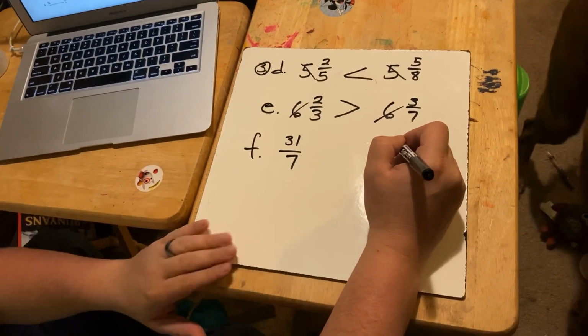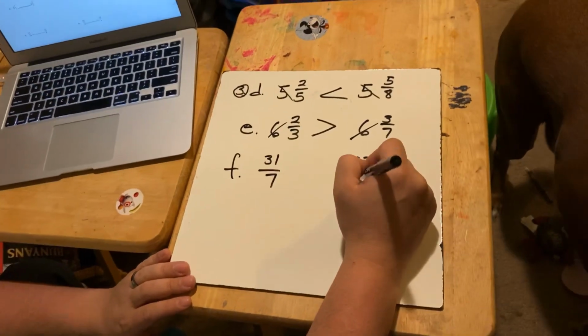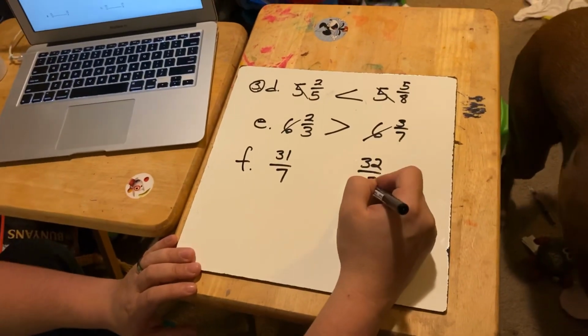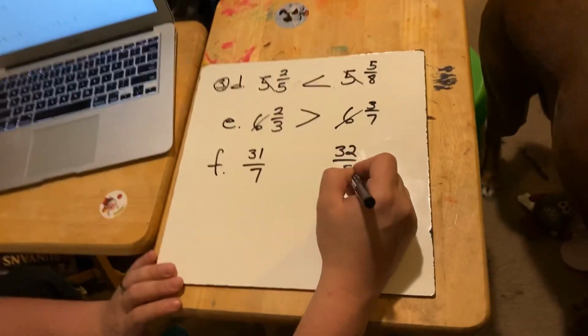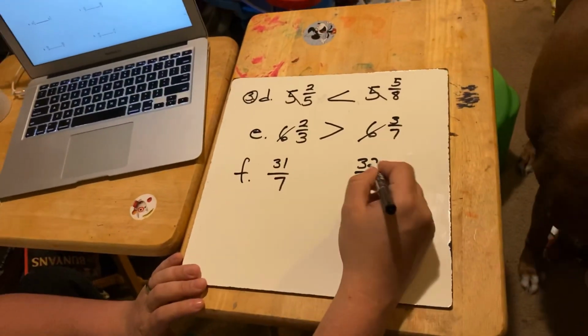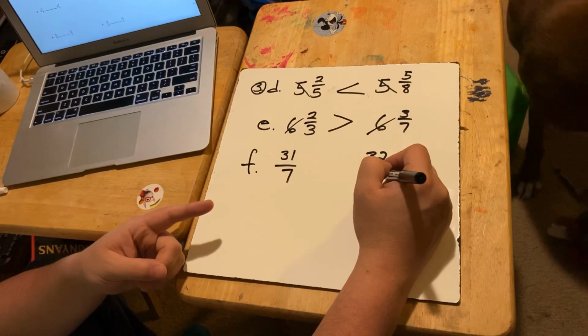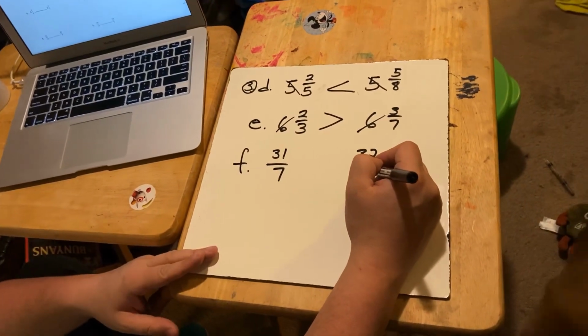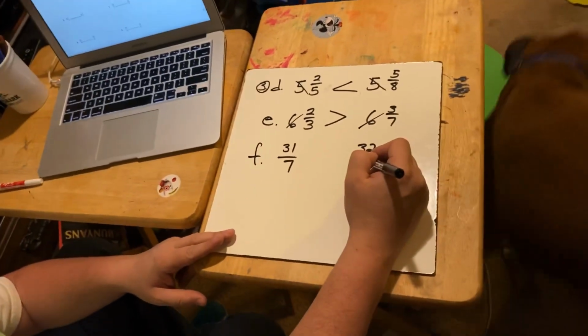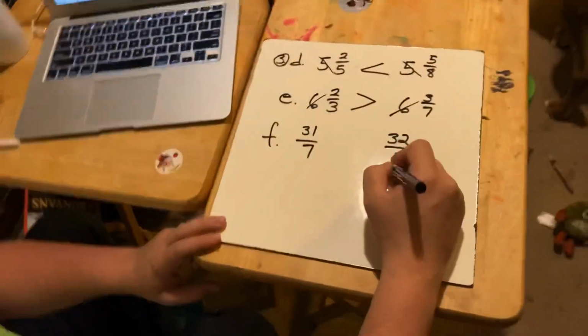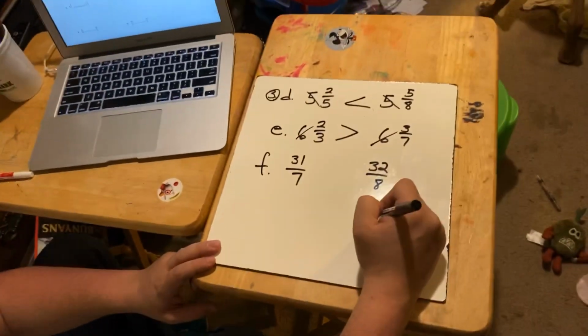If you know your multiplication facts and you know your 8s, you are going to know that for 32/8, I can multiply 8 times 4 to get 32. So, because I know 8/8 is 1 whole, 16/8 is 2 wholes, 24/8 is 3 wholes, and 32/8 is 4 wholes. So this is 4 wholes.